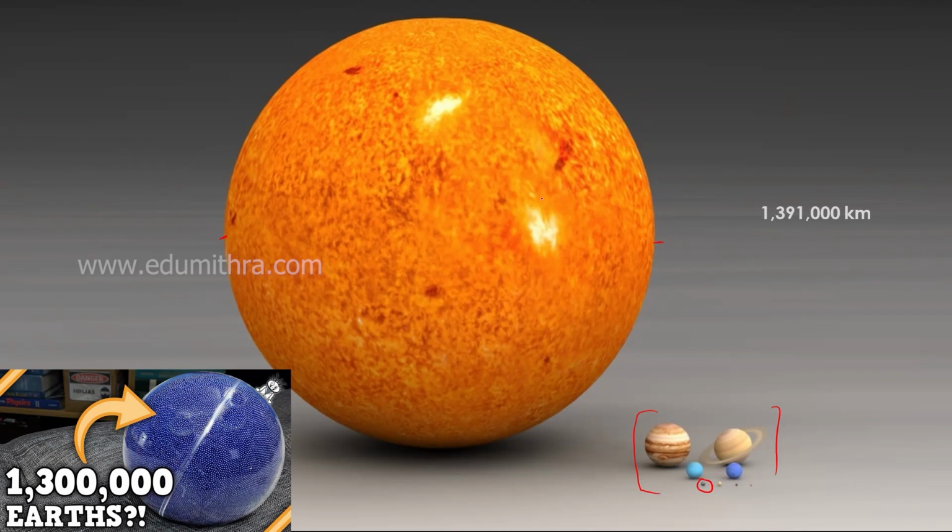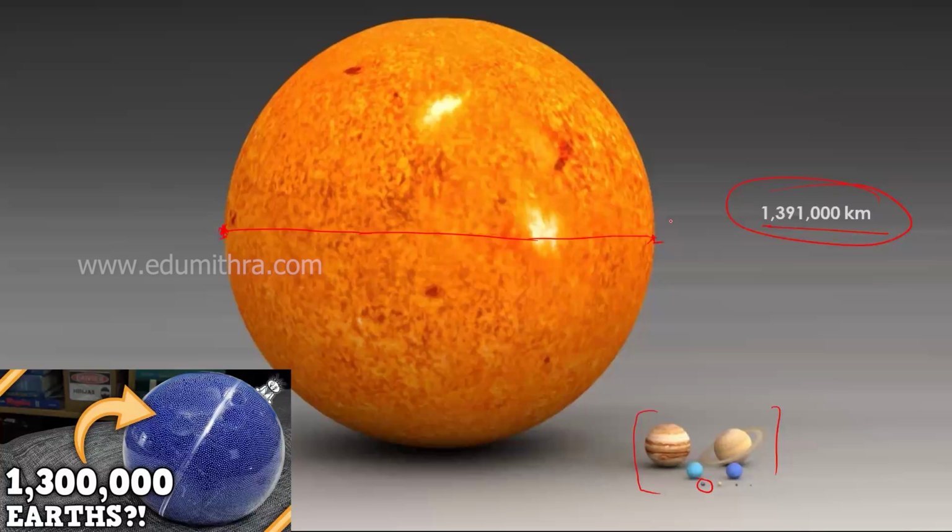And the size of the sun is, wow, 1,391,000 kilometers. That is, if you measure from one side to the other, drawing a line through the center, the size of that line is approximately this, and this is called the diameter, or the size of the sun.